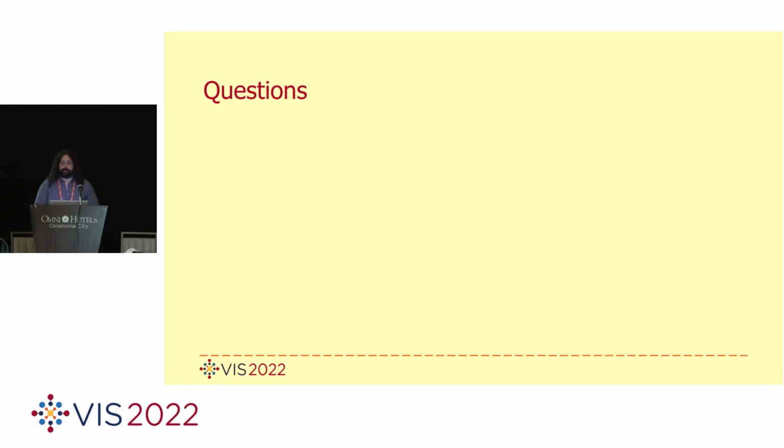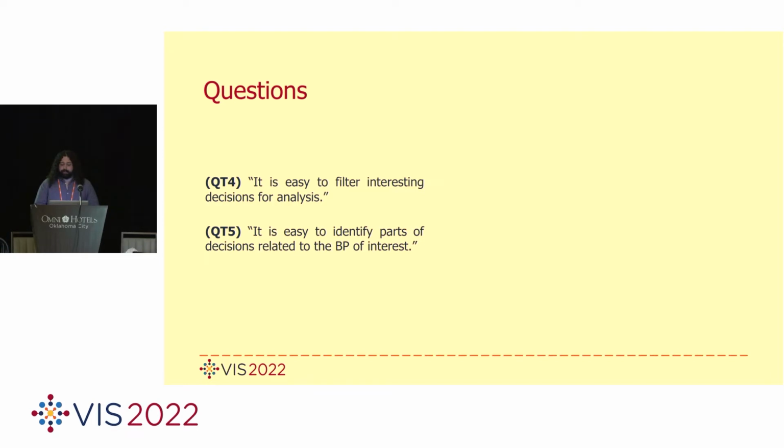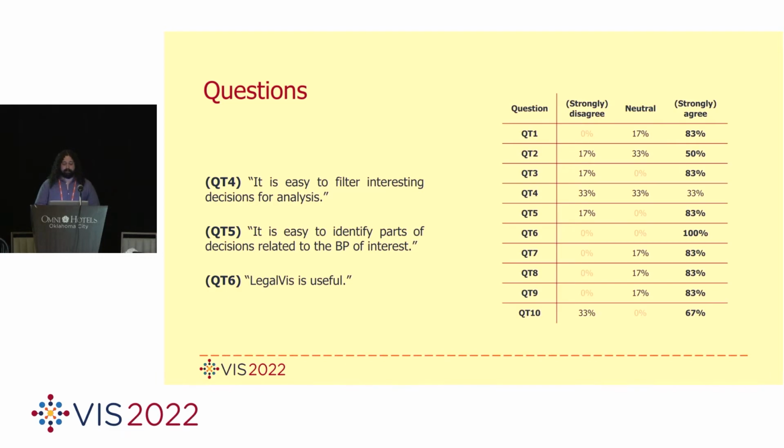The quantitative questions evaluated several aspects of LegalViz methodology. Examples of quantitative questions include: it is easy to filter interesting decisions for analysis; it is easy to identify parts of decisions related to the BP of interest; and LegalViz is useful. The table presents for each question the percentage of users who agreed with them or not. The major agreement in all questions indicates positive feedback. The general feedback in the qualitative questions was also positive.